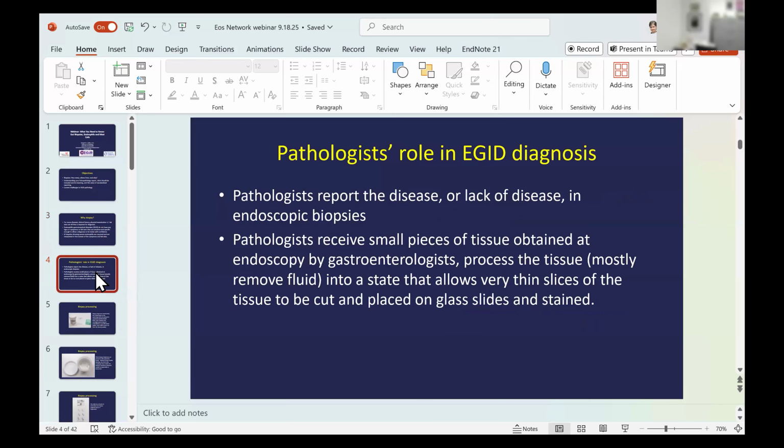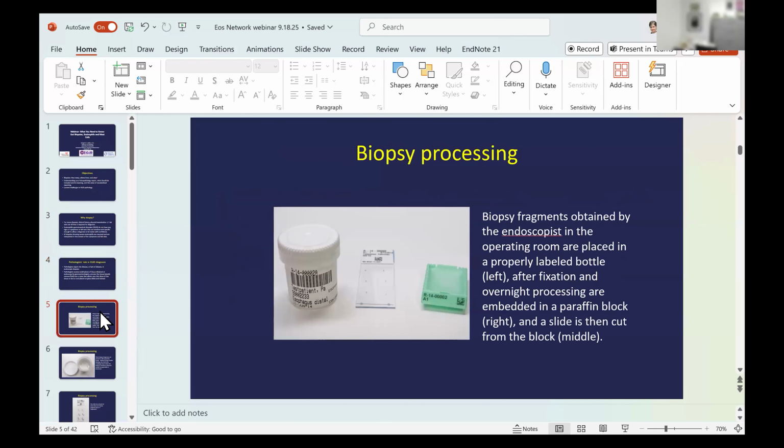And the pathologist's role is to report the disease or lack of disease in the endoscopic biopsies that the gastroenterologists obtain. Pathologists receive small pieces of tissue and process that tissue, mostly to remove fluid, into a state that allows very thin slices to be cut and placed on glass slides. And here is an example of the process involved.